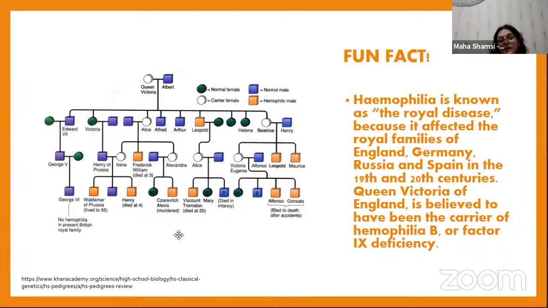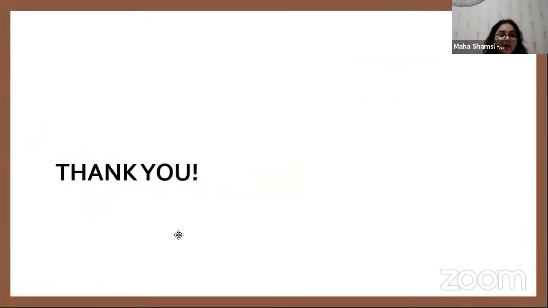Basically, Queen Victoria was a carrier of the hemophilia disease. Carrier as in she's the one who passed it on to her male offspring, but she's not the one who acquired it. A lot of her female offspring were carriers, but they were not affected by it because hemophilia in females, again, is very rare. She was the carrier of hemophilia B, which means she had factor 9 deficiency. Factor 9 is again just a protein. If you lack that protein, blood clotting will not occur in your body.